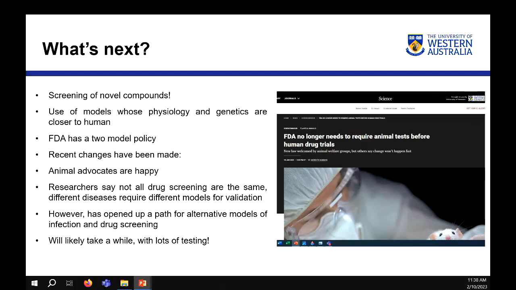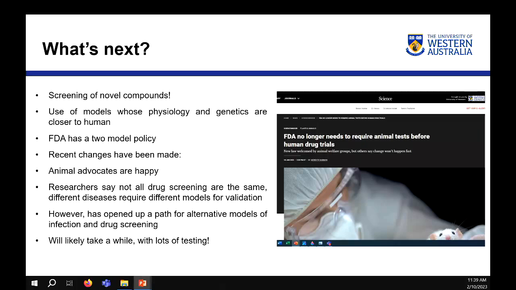But I hope to highlight how the use of models whose physiology and genetics are closer to humans is really important. You have to think very carefully about which model you're using. The FDA did have a 2-model policy that I mentioned. However, I came across this that says that the FDA no longer needs to require animal tests before human drug trials. So that's quite a big step. However, I think this is not going to come about tomorrow, because you still have to prove that the drugs are going to be safe.